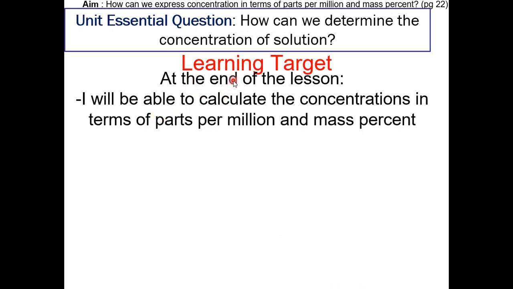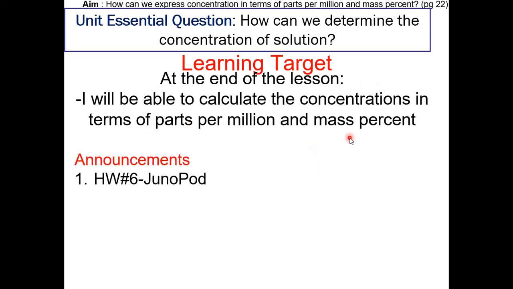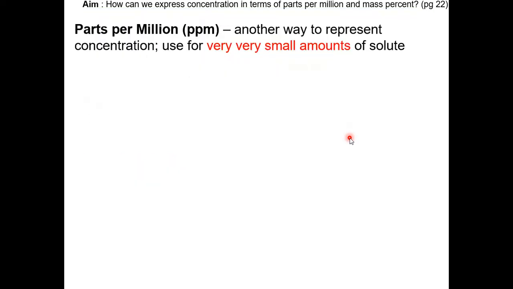Learning target. At the end of the lesson, I will be able to calculate the concentrations in terms of parts per million and mass percent. Homework B number 6 will be a Junipod based off this lesson. Take a moment to watch a video on parts per million. The link to the video will be in the description.